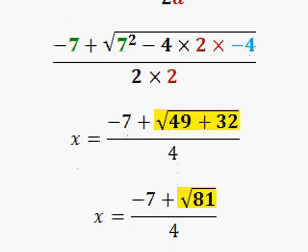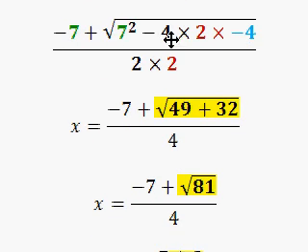Let's follow it through. This becomes this. 7 squared is 49. -4 times 2 times -4 is 32. If we go through that slowly, -4 times 2 is -8. -8 times -4 is +32, because minus times a minus is a positive or a plus. 2 times 2 is 4, so this became this.